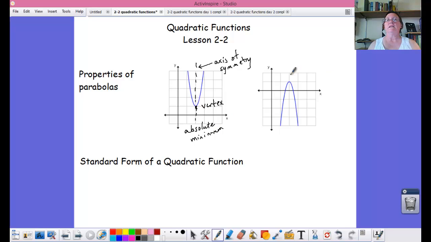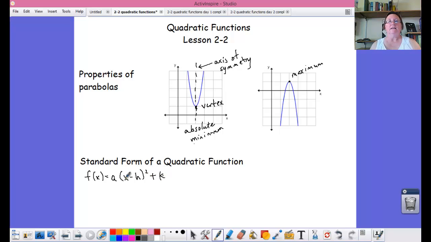This parabola opening downward still has the same features of the other, but instead of a minimum, of course, it has a maximum. The standard form for a quadratic function is this: f of x is equal to a times (x minus h) squared plus k.